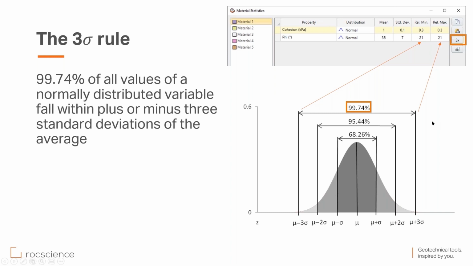Three sigma rule in statistics means that 99.74% of all values of a normally distributed variable fall within plus or minus 3 standard deviations of the mean. So if we have 3 standard deviations above the mean and below the mean, and this is our distribution, we are making sure that 99.74% of our data is within this distribution.